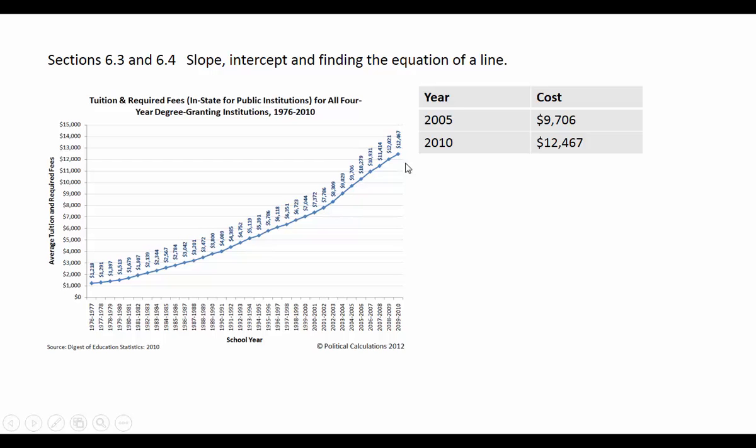So I can take a couple data points from this graph, say, for instance, in the year 2010 and in the year 2005 for my two X values or independent variables. And if I look straight up, I'll see that the tuition in those 2 years was $9,706 and $12,467 respectively. And if you look over at the Y values here, if you were to look straight to the left on this graph, you could see, oh yeah, that's around 10 grand in the 2004-2005 academic year.